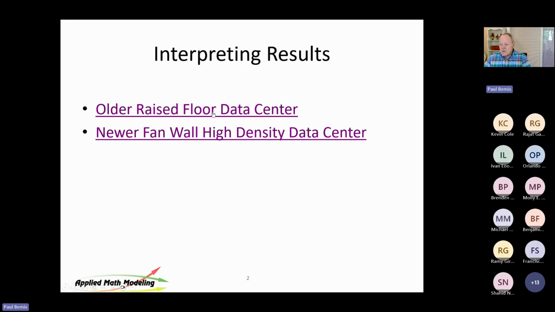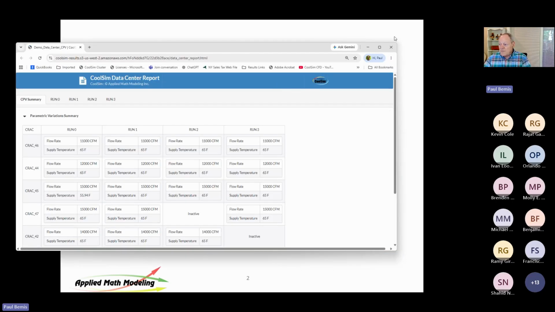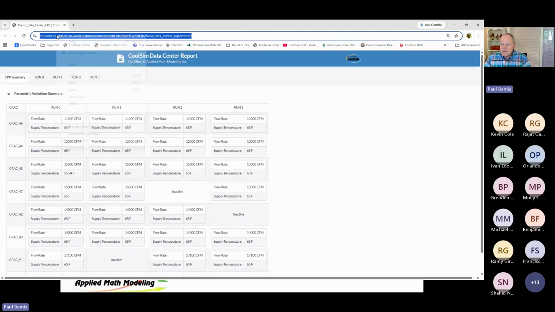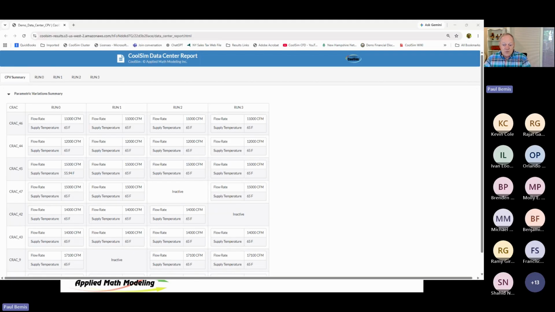The first one is this older data center. This is an IBM data center, an old IBM data center. I'm going to take this URL and put it in the chat so that you can follow along if you want to.